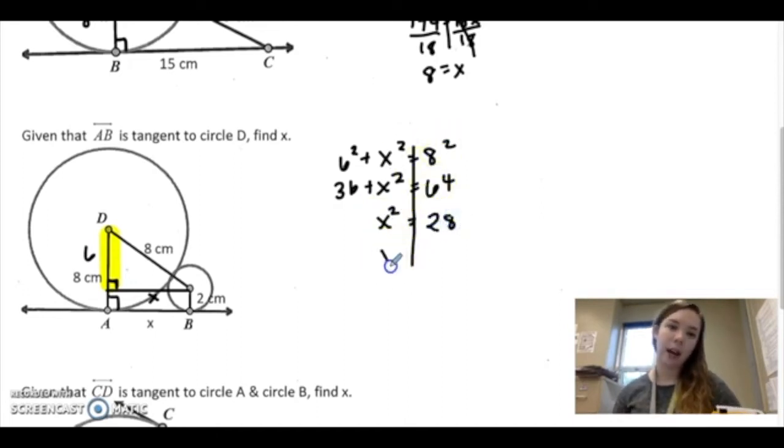28. Okay, exact form, they didn't specify what they wanted, but exact form would be 2 root 7. Or as a decimal, that's 5.29.